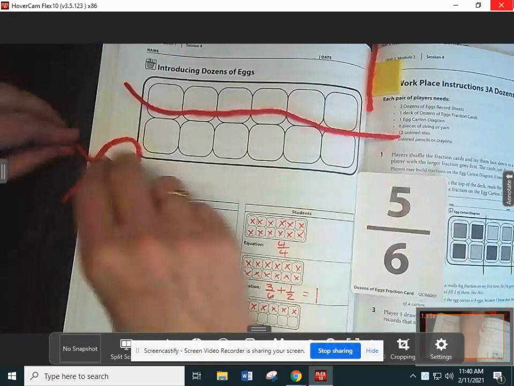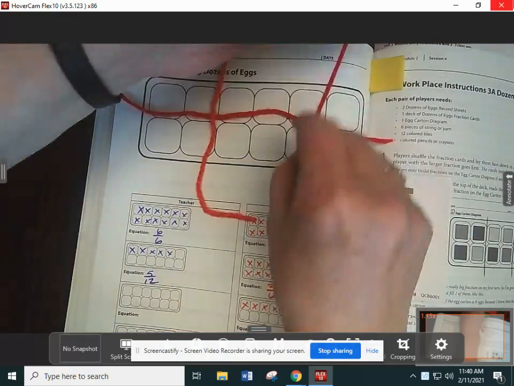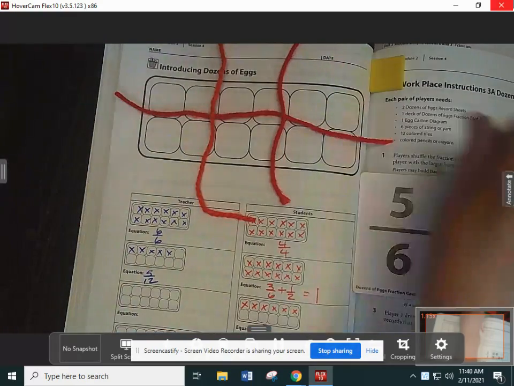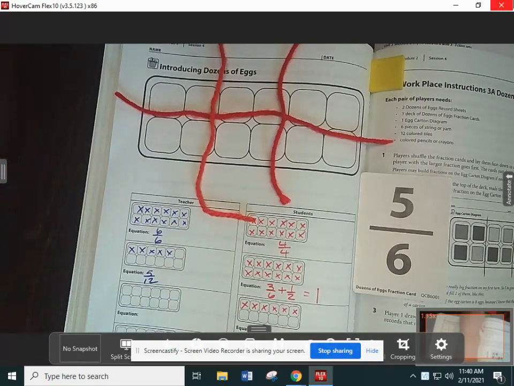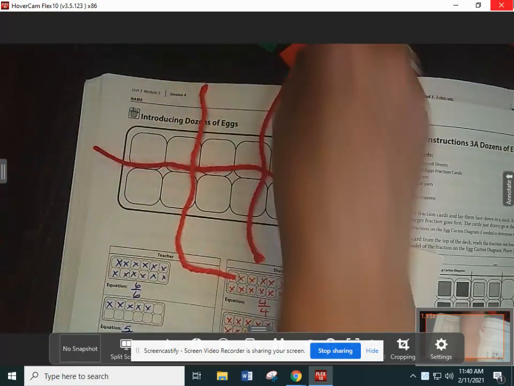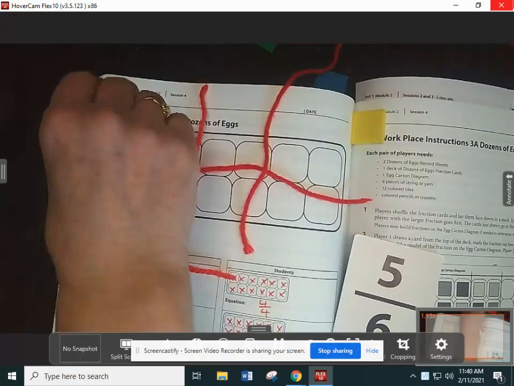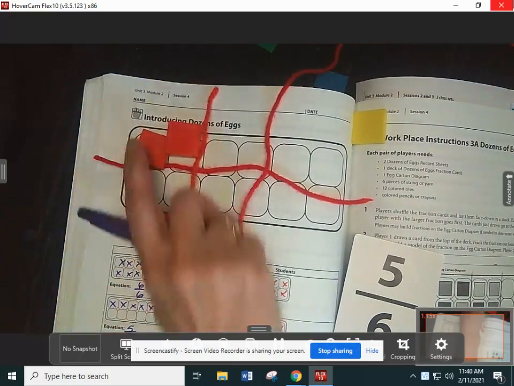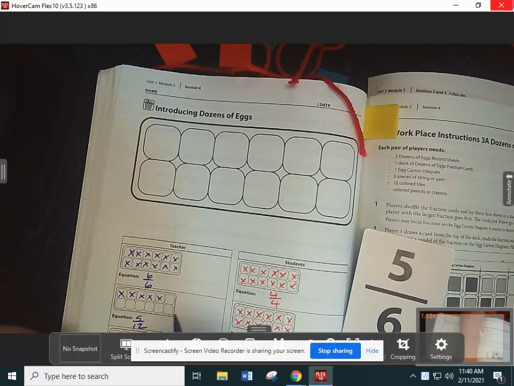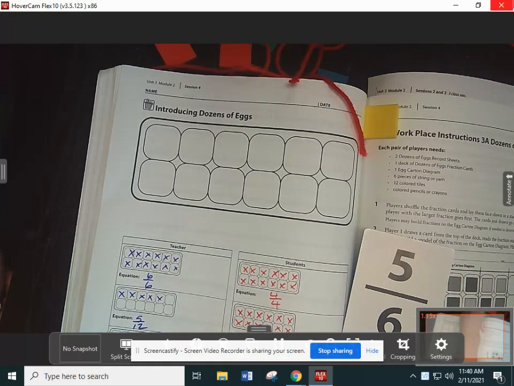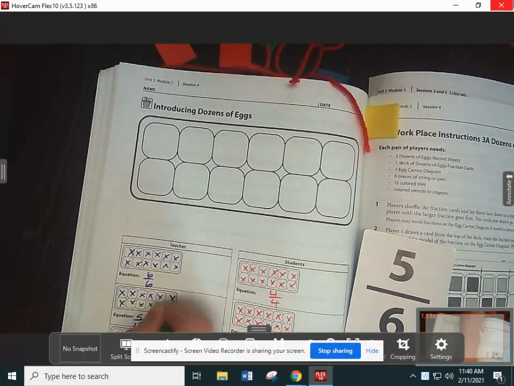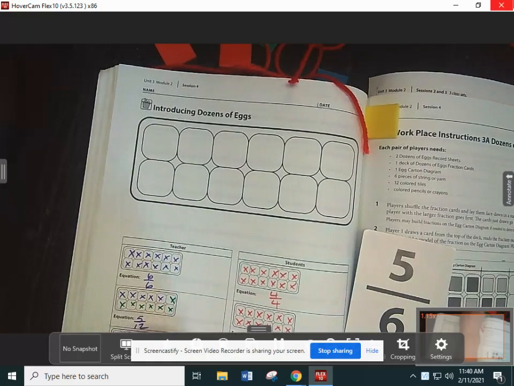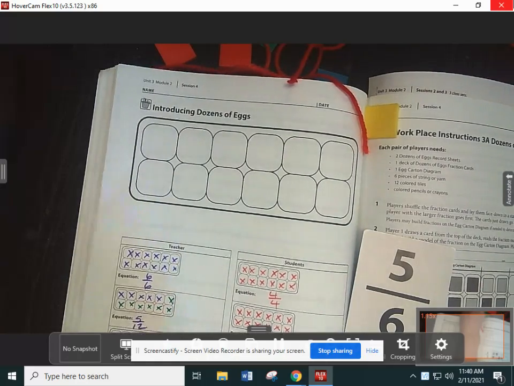So I can put this here, and I can put this one here, and I can put this one here. And I get to fill up. How many eggs is that? How many eggs do I have? Fiona? 10. Okay, so I got to count. I'm going to use a different color so I don't get mixed up. I need to do 10 eggs. 1, 2, 3, 4, 5, 6, 7, 8, 9, 10.